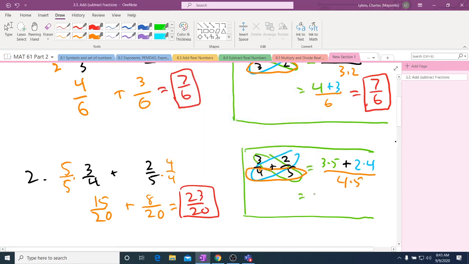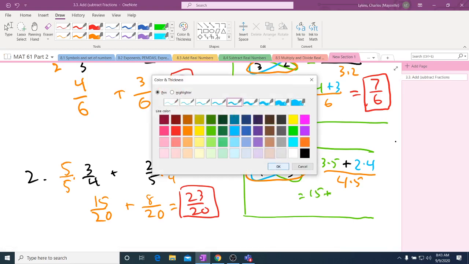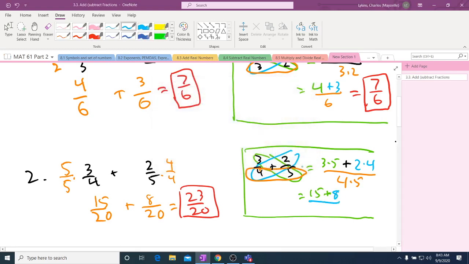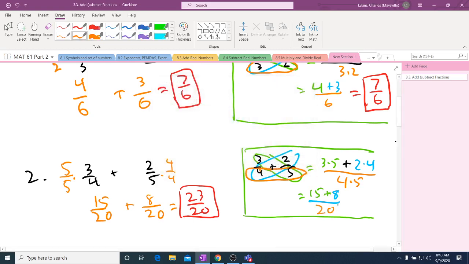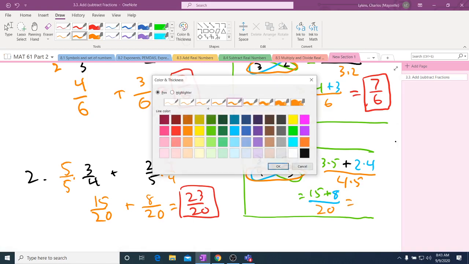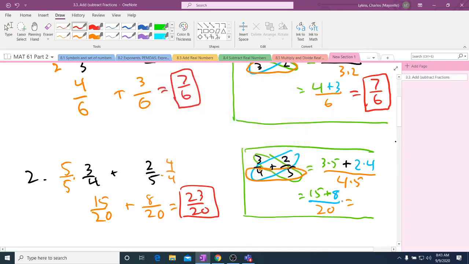Now, 3 times 5 is 15, plus 2 times 4 is 8. And I'm going to put it over 4 times 5. 4 times 5 is 20. So when I add these up, you should get 23 over 20.